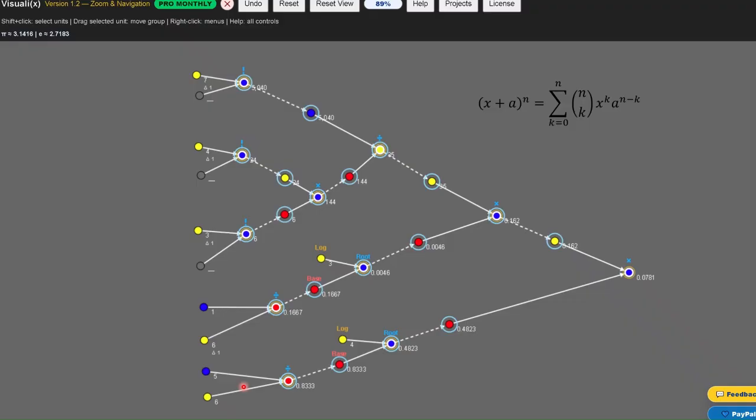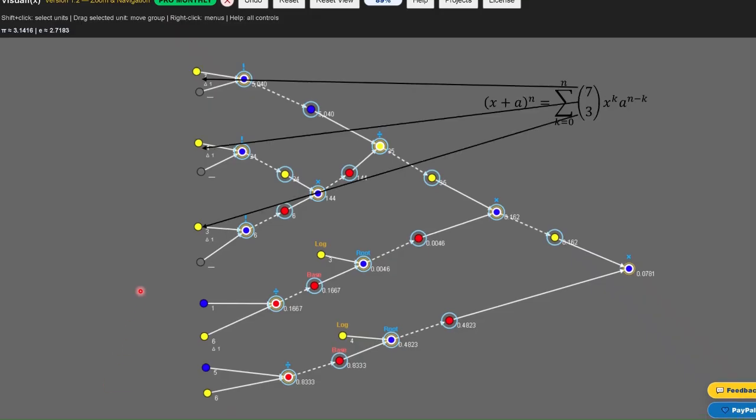We can now put those values into the binomial probability formula. We have 7 choose 3 multiplied by 1/6 to the power of 3 multiplied by 5/6 to the power of 4. Let's build those 3 parts in Visuali. We'll start with 7 choose 3.